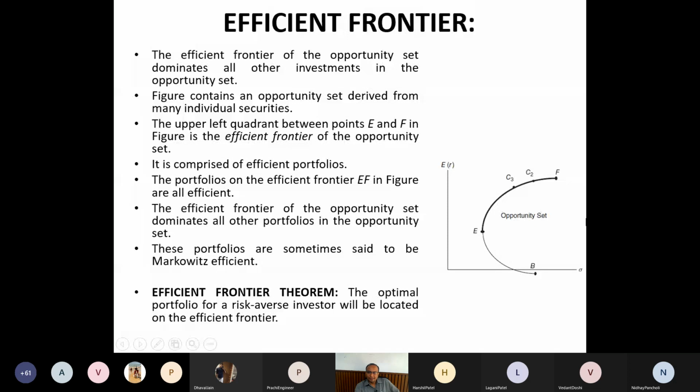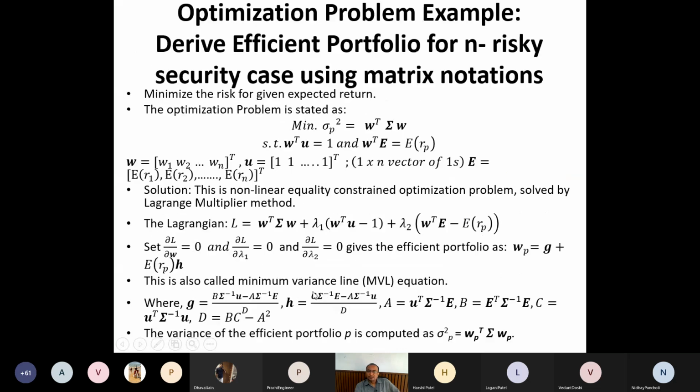So out of all the possible opportunity set, only this set of points located on the graph, from this point E, which corresponds to MVP, minimum variance portfolio, where the variance is minimum, up to some point F. We are not allowing short selling here, otherwise it can extend on this graph, right? So all the points on this graph are the efficient frontier. They are the efficient frontier of the opportunity set. So it is a subset of the opportunity set. So we have to make our portfolio always on this graph, right? So that's what we discussed last week.